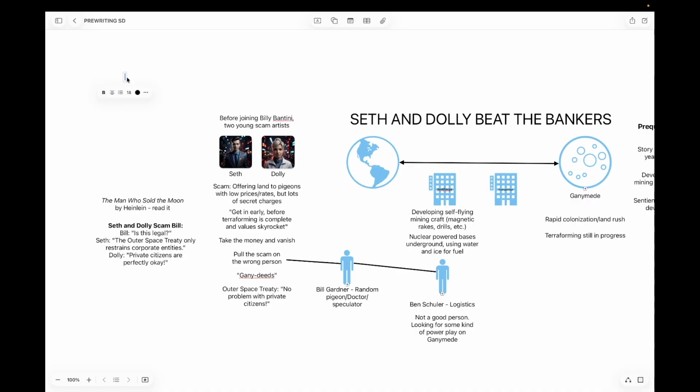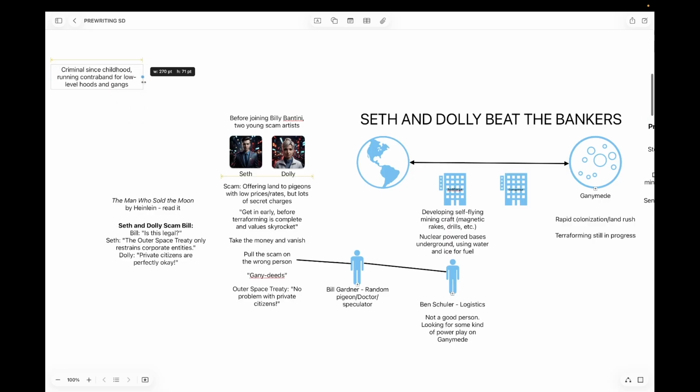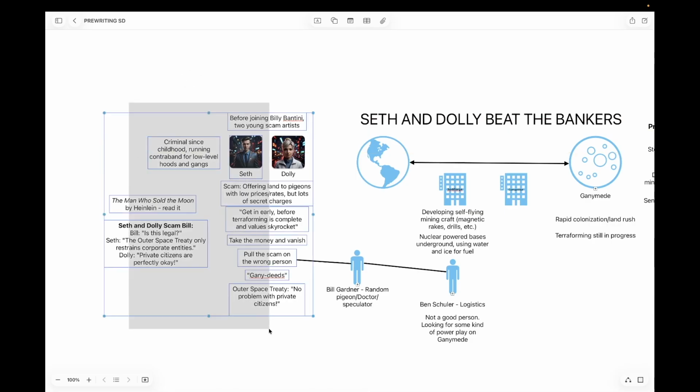Let's see. Criminal since childhood. Running contraband for low-level hoods and gangs. That is the background that I came up with for Seth. I want that to be over here because I want it to be near him, but there we go. Let me make some room.